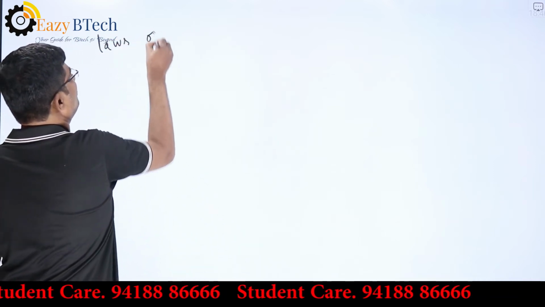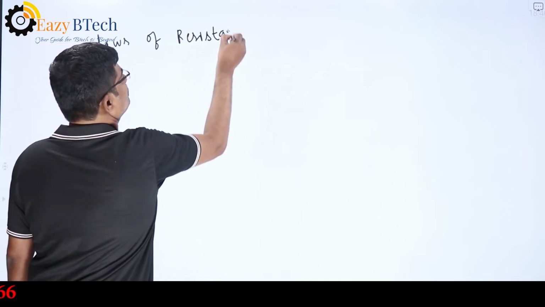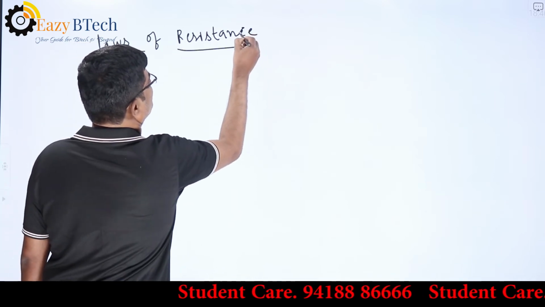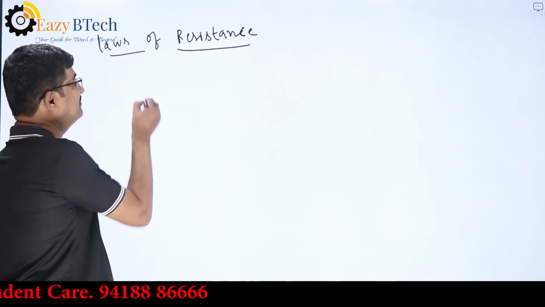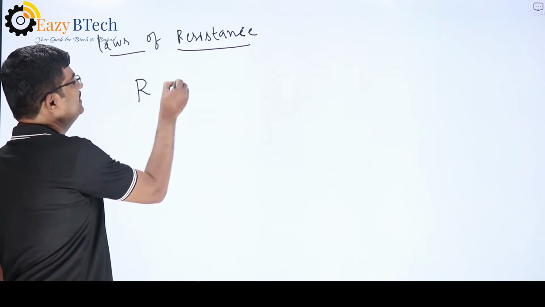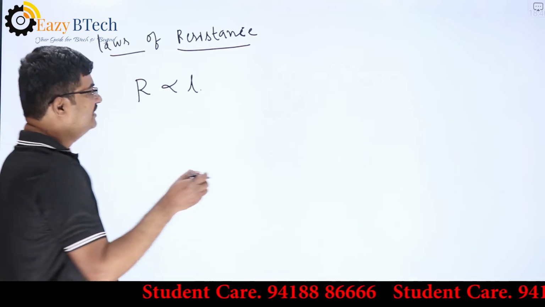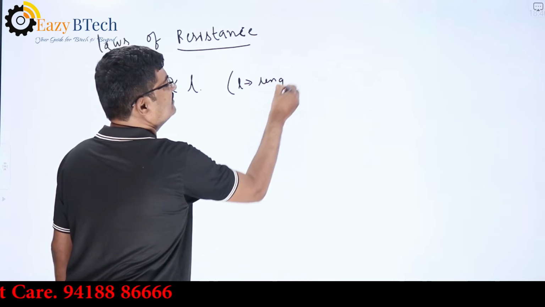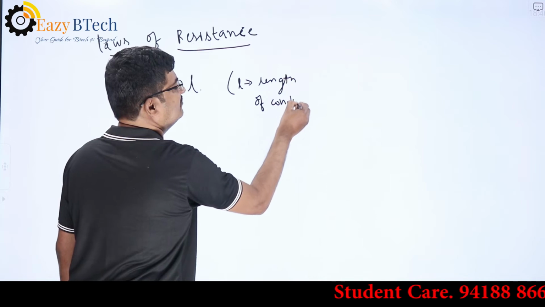I have some laws of resistance. My resistance is directly proportional to the length of the conductor. R is directly proportional to the length of the conductor. So here L is simply the length of the conductor.